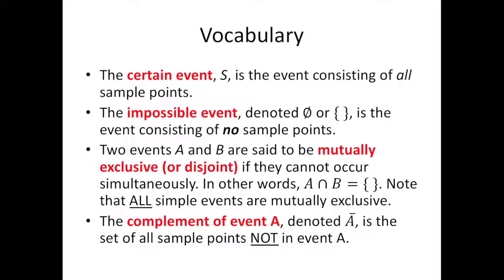Note that all simple events are mutually exclusive, right? Because each one contains only a single sample point. Finally, the complement of event A, denoted by A with a bar over it, is a set of all sample points not in event A.